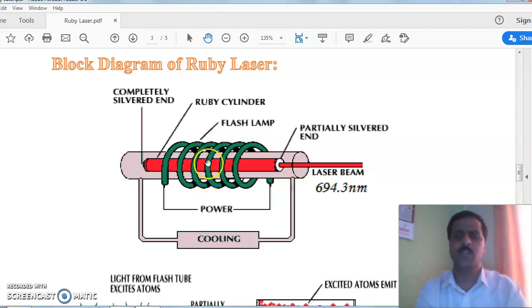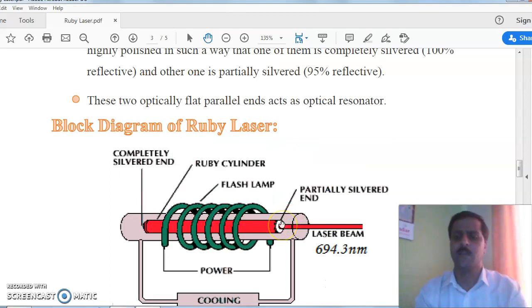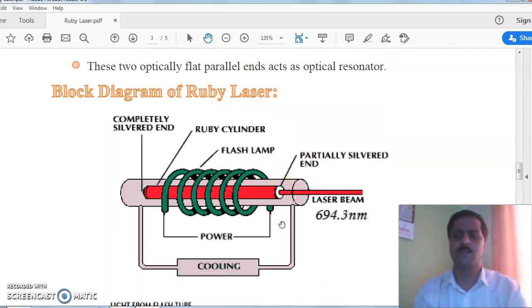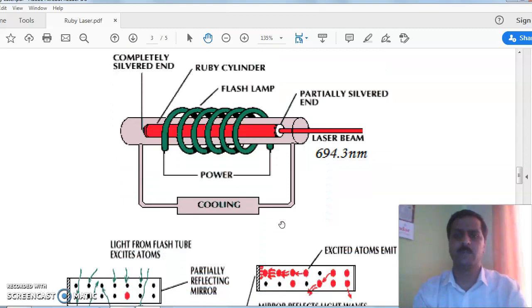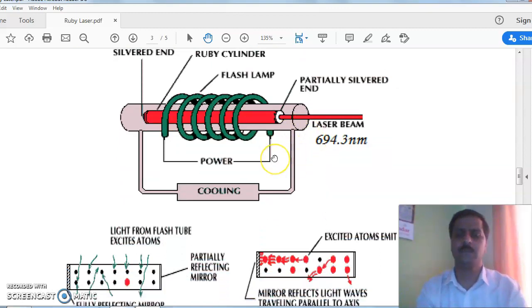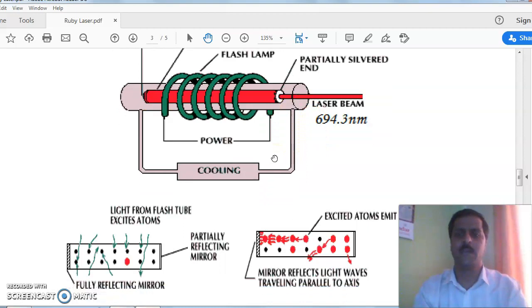And this whole arrangement is placed in a glass compartment in which water is circulating to provide cooling, because in spontaneous emission energy is lost by colliding with the wall, and that warms the system. So this is the block diagram of the Ruby laser.